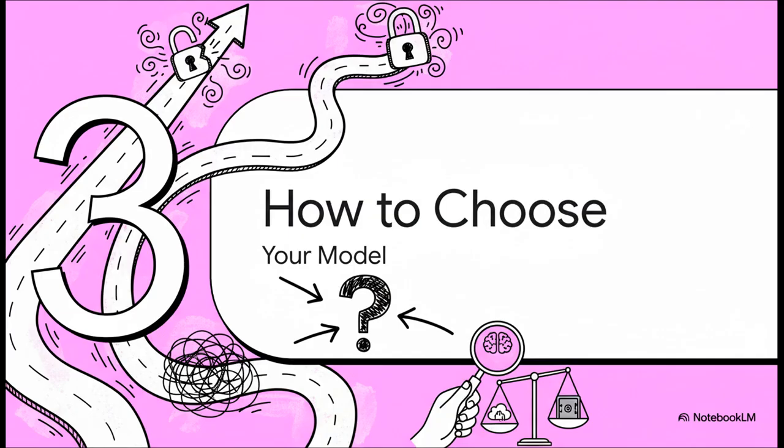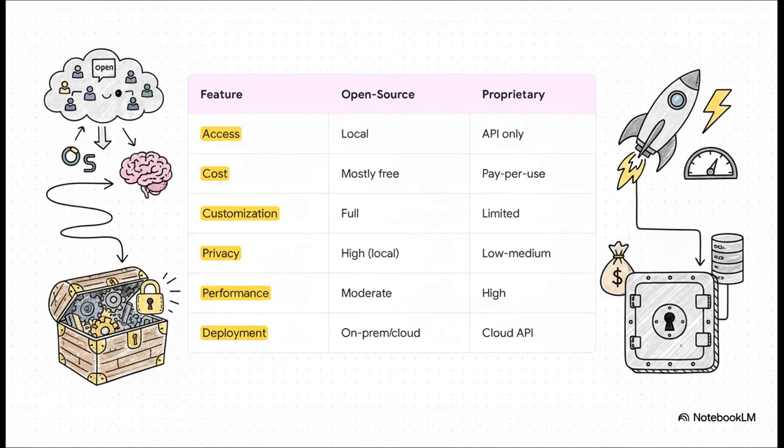Okay, so we've got two very different paths, two very different philosophies. How in the world do you actually decide which one is the right fit for your project? This chart really lays out the core trade-offs perfectly. If you need full customization and ironclad privacy, open source is your clear winner, no question. But if you're chasing the absolute best performance and you don't want any hardware headaches, proprietary is the way to go. It all just comes down to your project's biggest priorities.